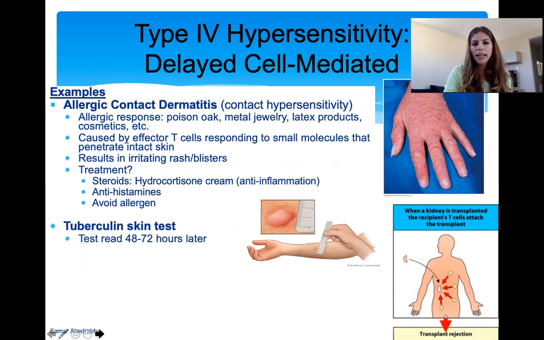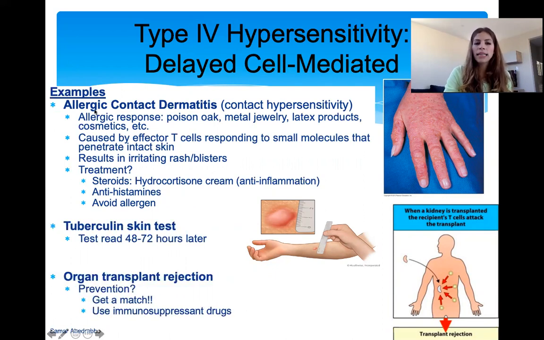An example of type 4 hypersensitivity is allergic contact dermatitis. This is an example of type 4 hypersensitivity. So this is caused by effector T cells responding to small molecules and different chemicals that you put on your skin. So it's contact dermatitis. Derma has to do with your skin. It's inflammation, itis, on your skin.